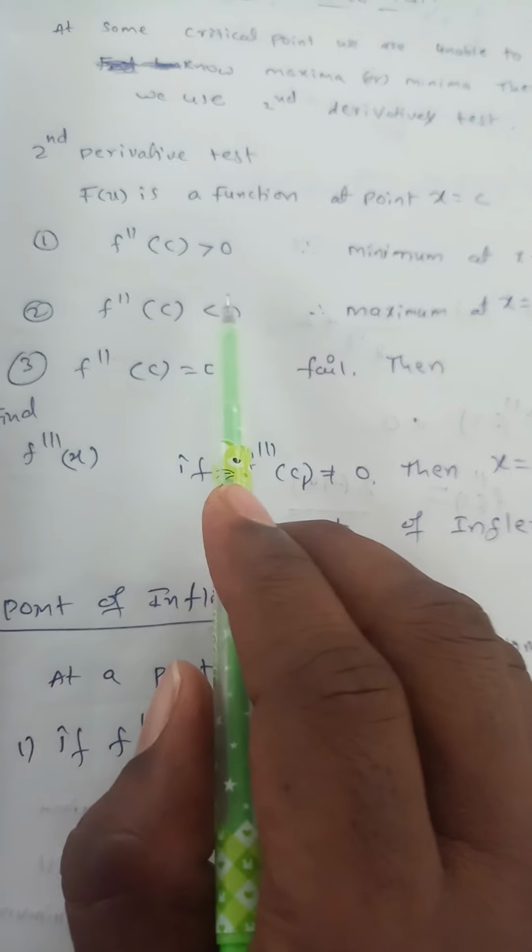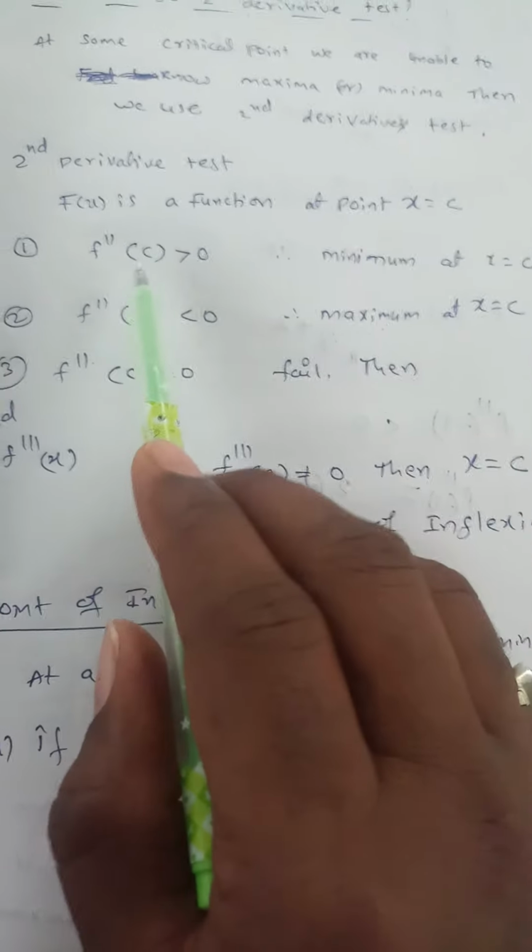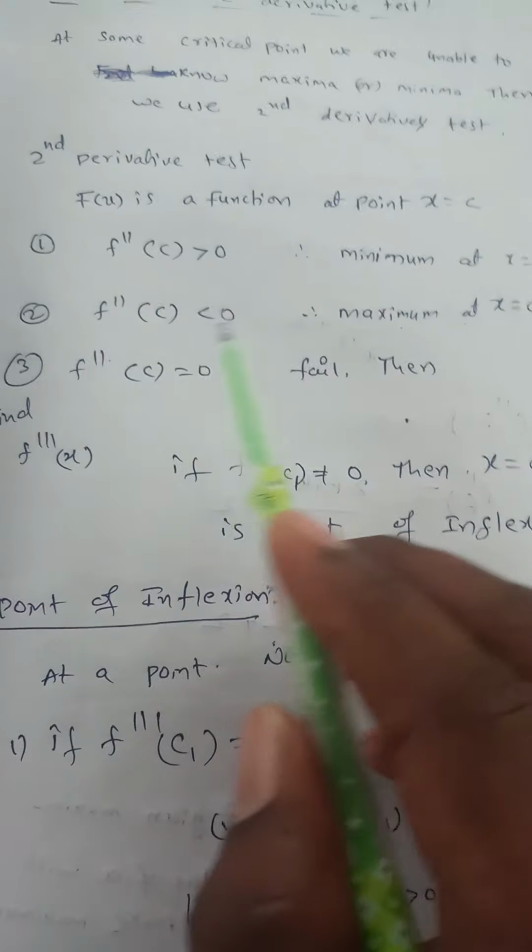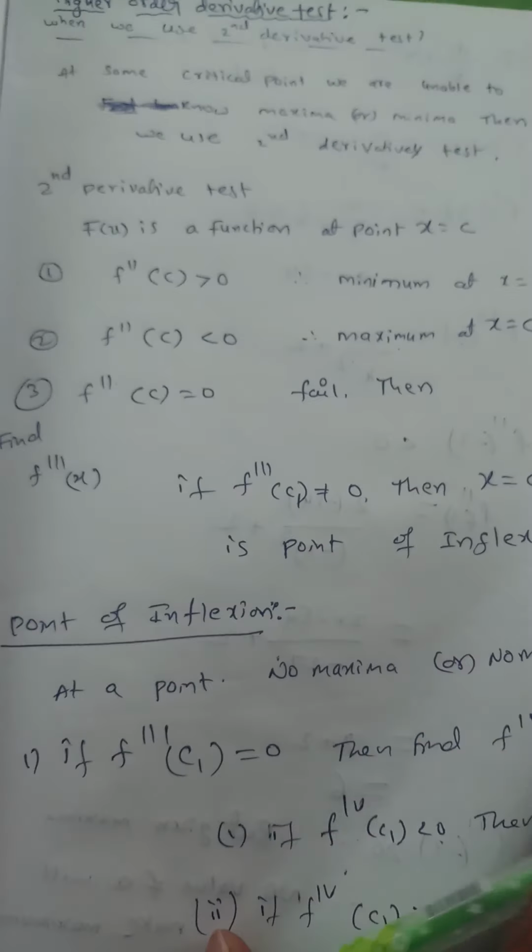What is this? I will discuss. You may have a doubt about what all these things are, and what f double dash of c greater than 0 means. So let us discuss that. I have already explained this in the previous class. If you take this here, this is the minimum, right?